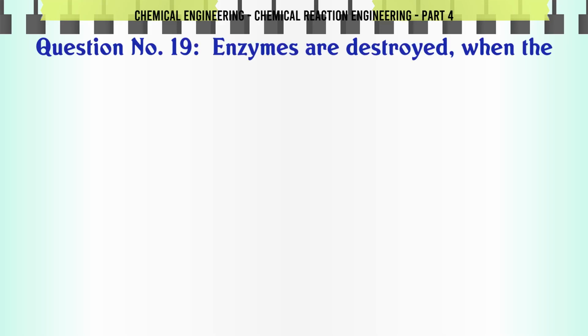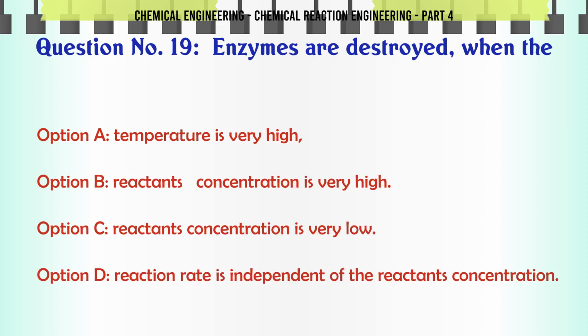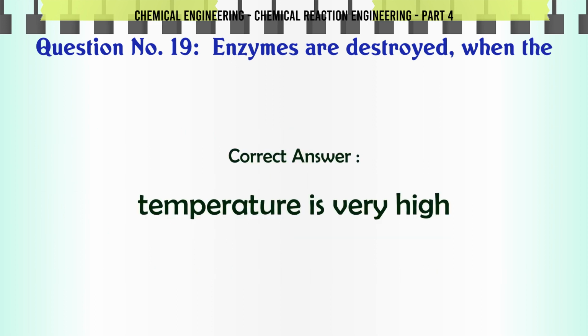Enzymes are destroyed when the A. Temperature is very high, B. Reactant's concentration is very high, C. Reactant's concentration is very low, D. Reaction rate is independent of the reactant's concentration. The correct answer is temperature is very high.